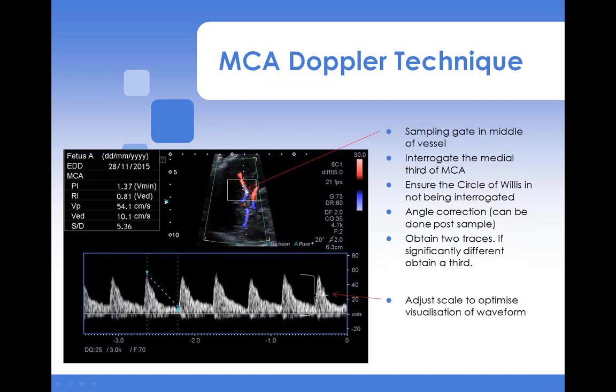So for the Doppler technique, we have the sampling gate in the middle of the vessel, interrogate the medial third, and make sure it is not in the circle of Willis. Use angle correction, which can be seen in there, and you obtain 2 or 3 traces, depending on how comfortable you feel with the results you got. If they're significantly different, obtain a third. And remember, always adjust the scale. I can't stress that enough.